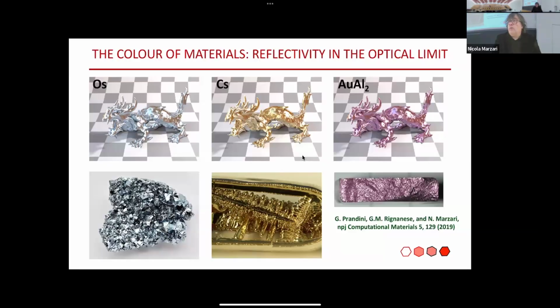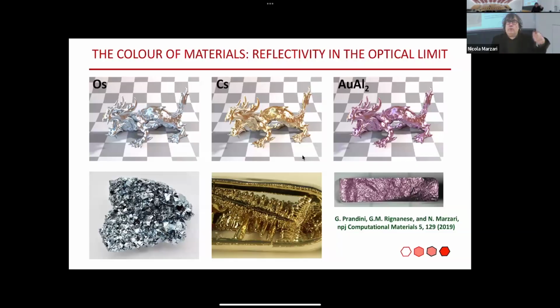And what you see on top is the prediction without any input parameter. So the calculation doesn't know anything apart from the fact that you have pure osmium, pure cesium, or the intermetallic aluminum gold. But of course, once you are able to do this with calculations, if you want to try out a new material, it will take just the time of a calculation.